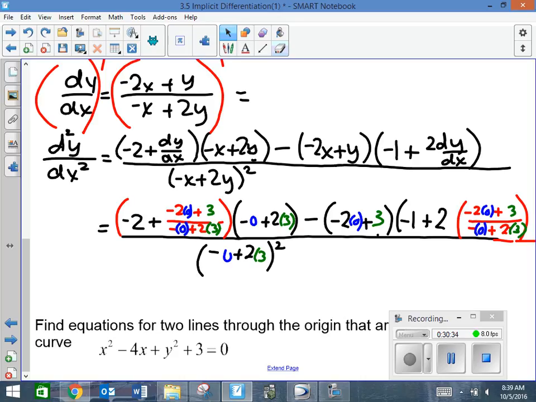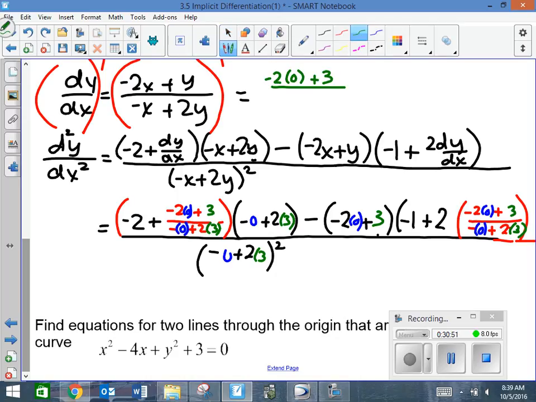Looking back, I probably should have plugged this in and got a number and plugged that in for this mess. Yeah, that would have been smarter. So what is that number? Your x is 0 and your y is 3. So that's 3 over 6, that's 1/2. So every time you see this, it's 1/2, right? That's right.